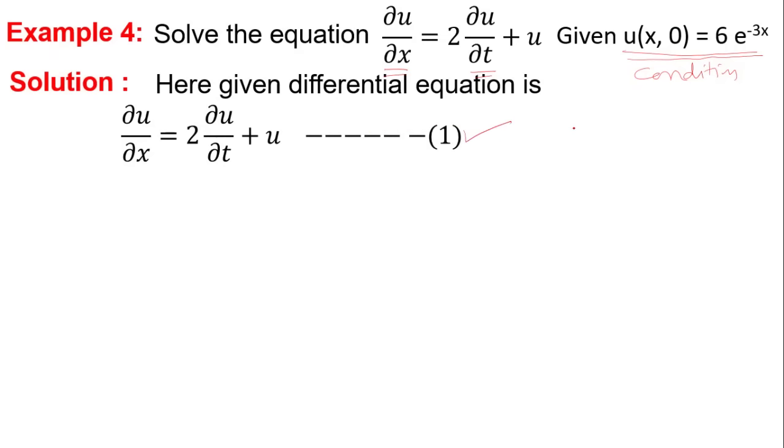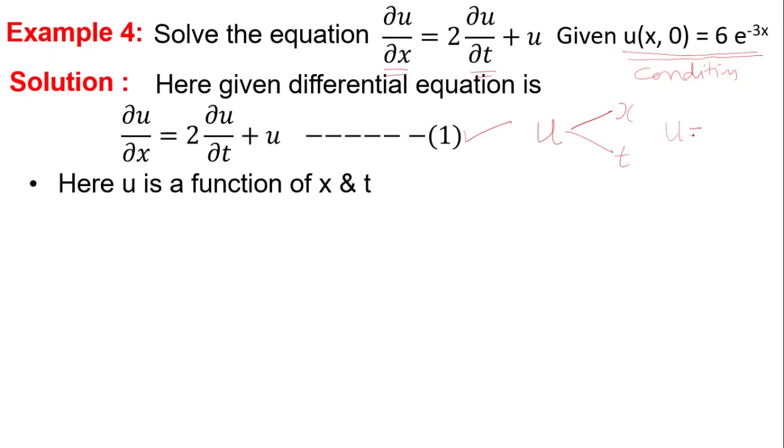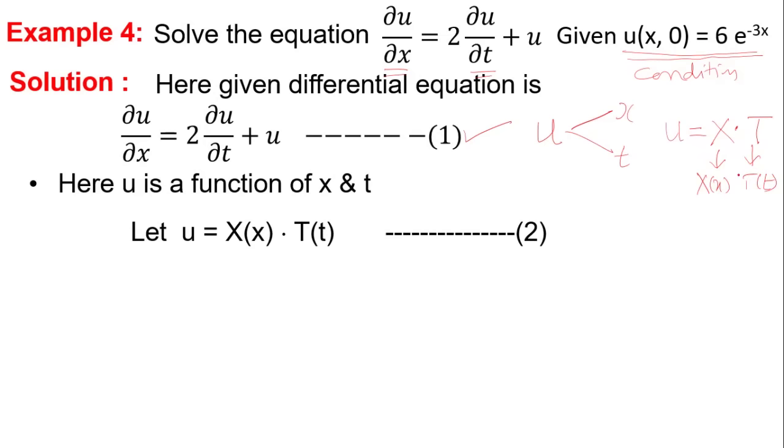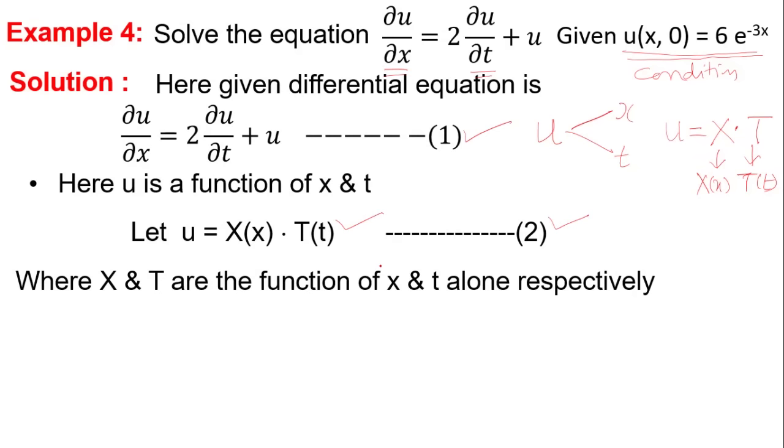Is that clear? Now, basically, here the dependent variable is u, and it is a function of x and t. Therefore, u can be written as a product of X and T, where X is a function of x and T is a function of t. So here u is equal to X(x) into T(t), that is equation number 2.